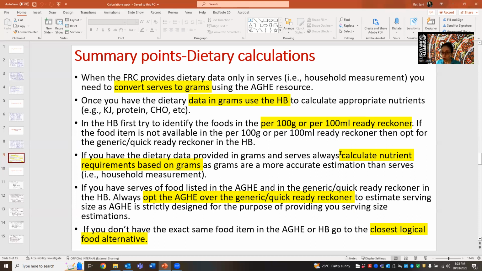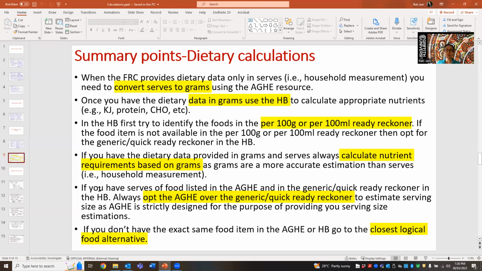Okay, you do not use serves in this case. Why? Because your gram measurement is a more accurate representation of dietary data than household measurements or serves. So when you have both options available, grams and serves, please use the grams to do your nutrient calculations.